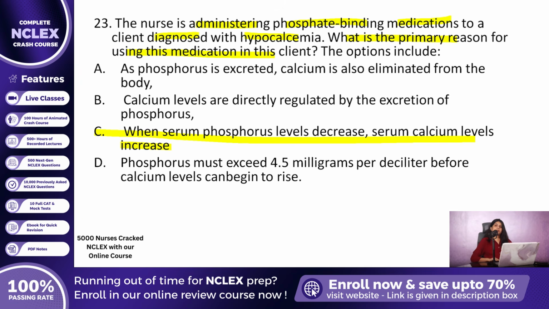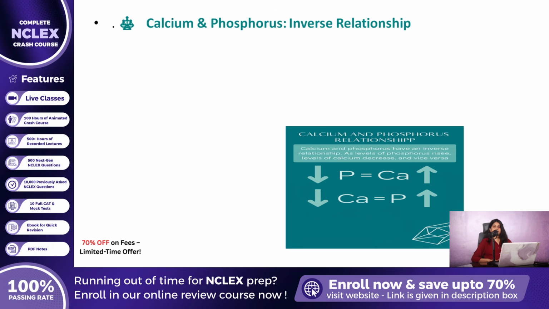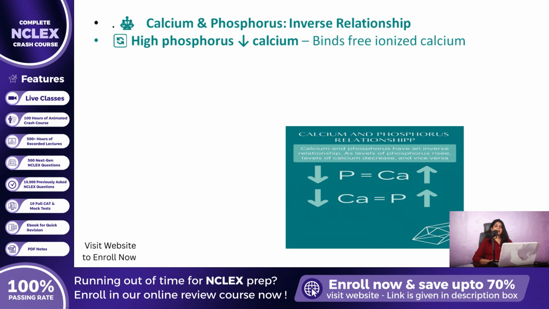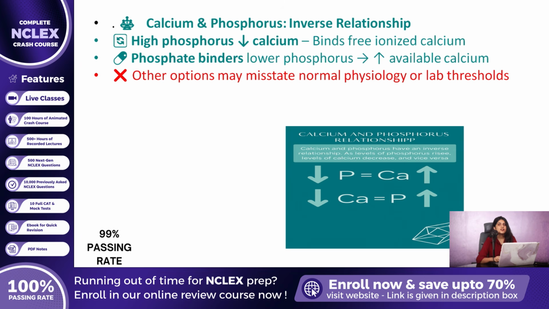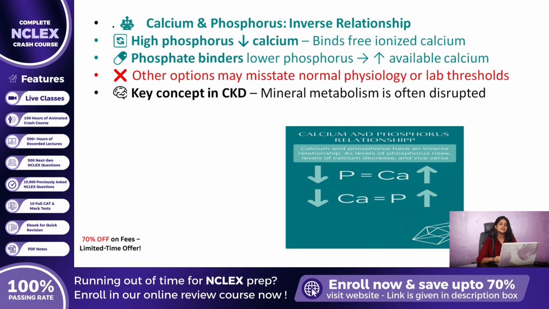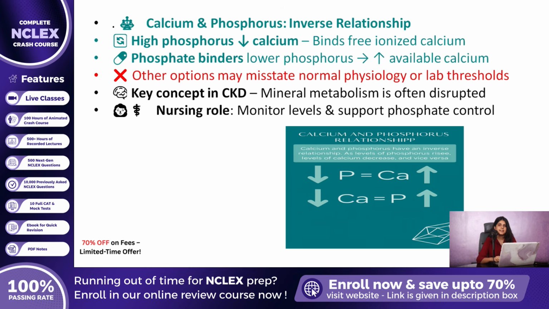This is due to the inverse relationship between calcium and phosphorus in the body. High phosphorus binds to calcium, reducing free ionized calcium levels. Lowering serum phosphate through phosphate binders helps increase available calcium. The other options either misstate physiological relationships or introduce incorrect thresholds. Understanding this balance is critical in conditions like chronic kidney disease, where mineral metabolism is disrupted.